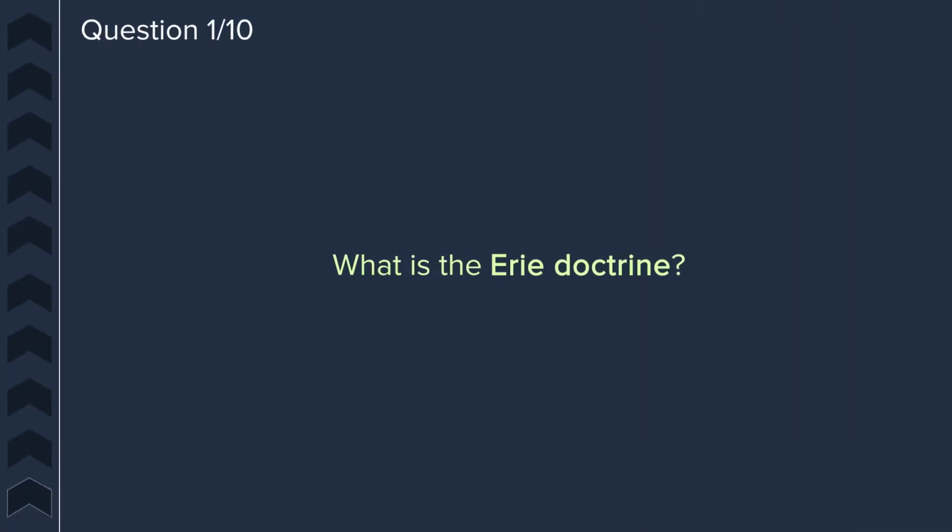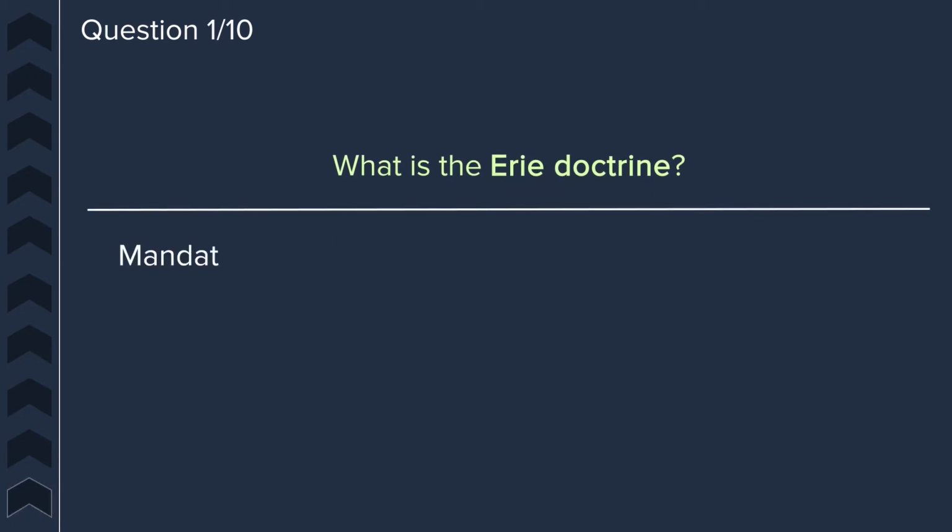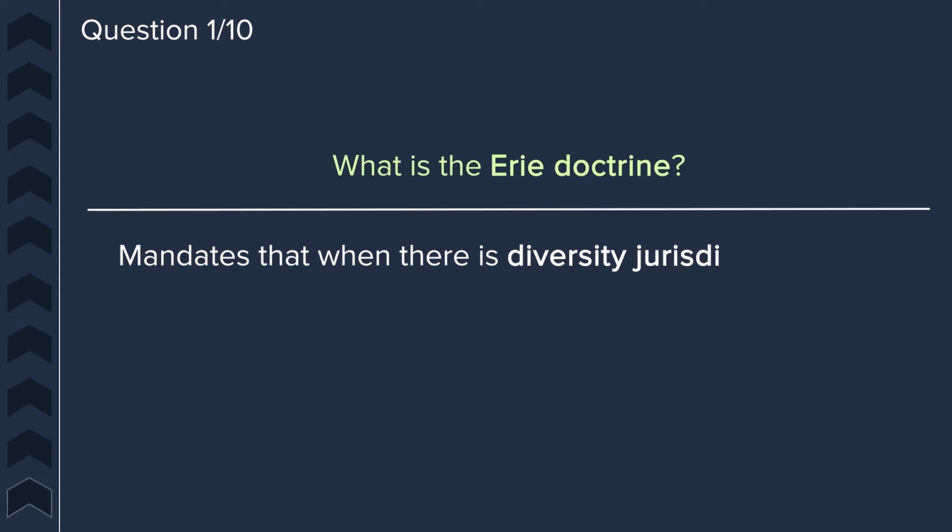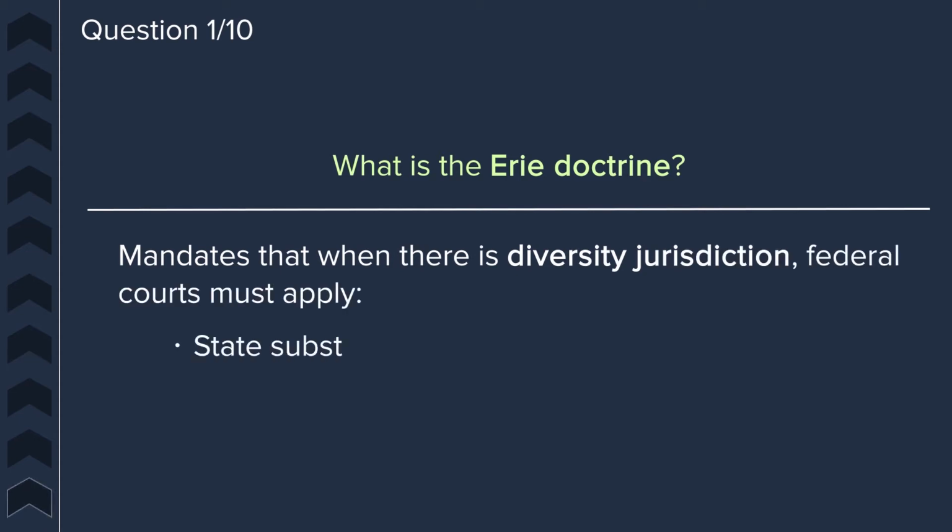These upcoming questions are related to the civil procedure topics on Erie and Injunctions. Let's get started. Question 1. What is the Erie Doctrine? The Erie Doctrine mandates that when there is diversity jurisdiction, federal courts must apply state substantive law and federal procedural law.